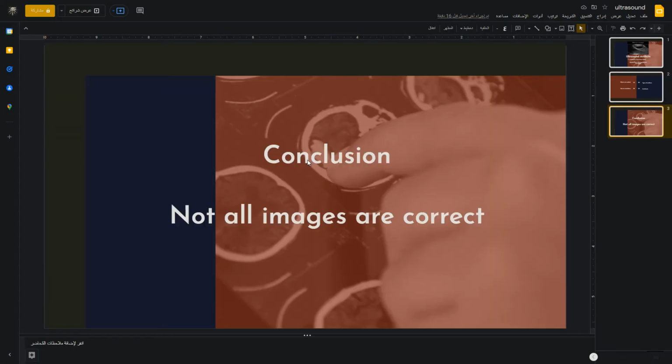Finally, to conclude, the take-home message for this topic is that not all images are correct, which means not all images are taken correctly. The user must be under training, and the biomedical engineer should know when there is an image that is not correct. And that is all for this topic.